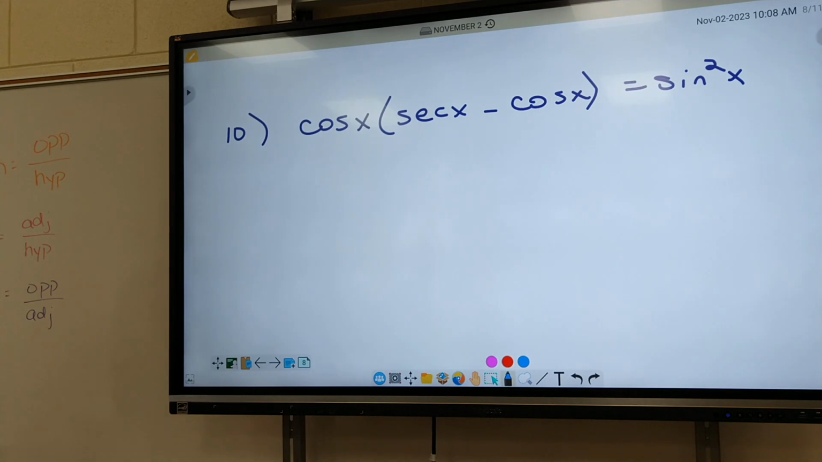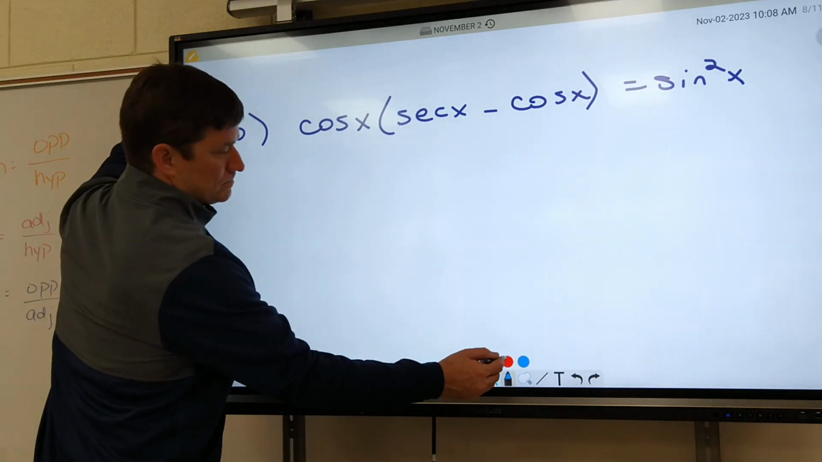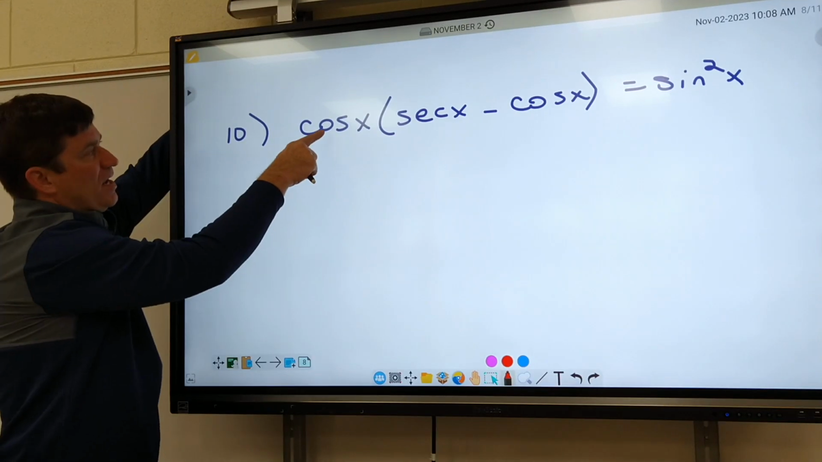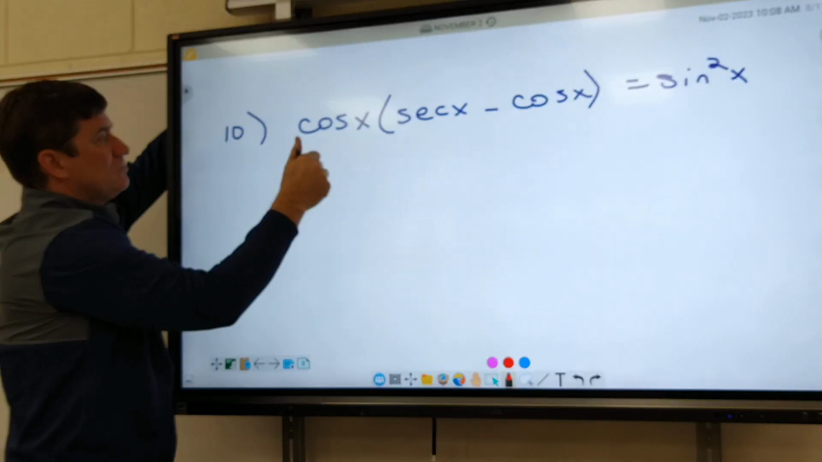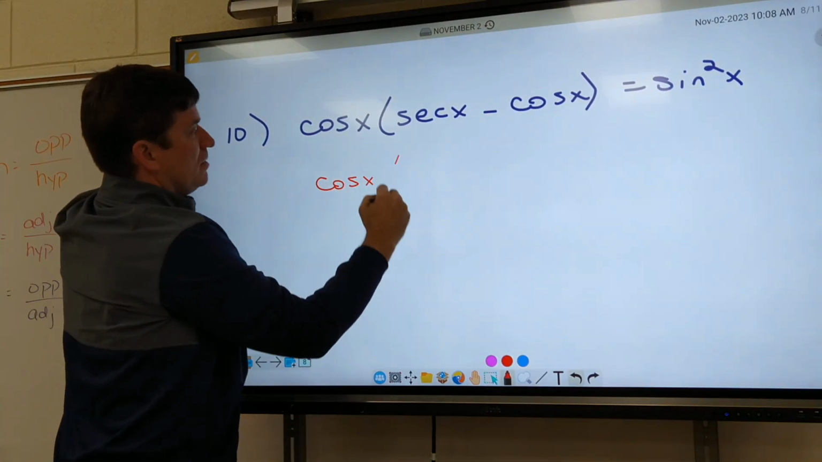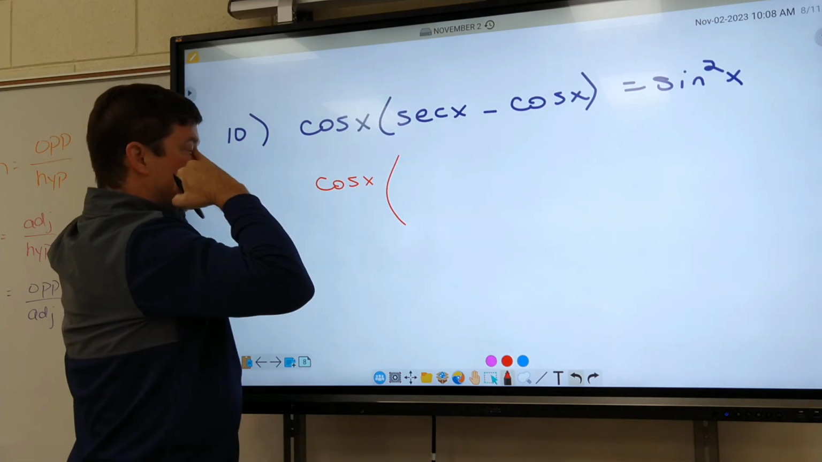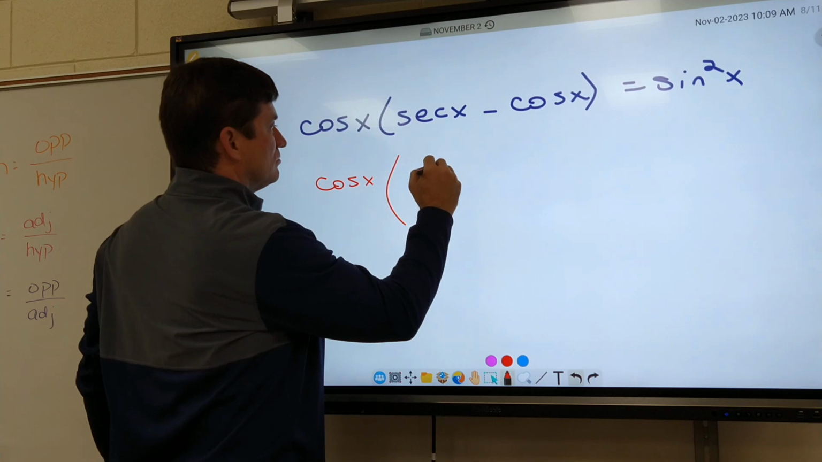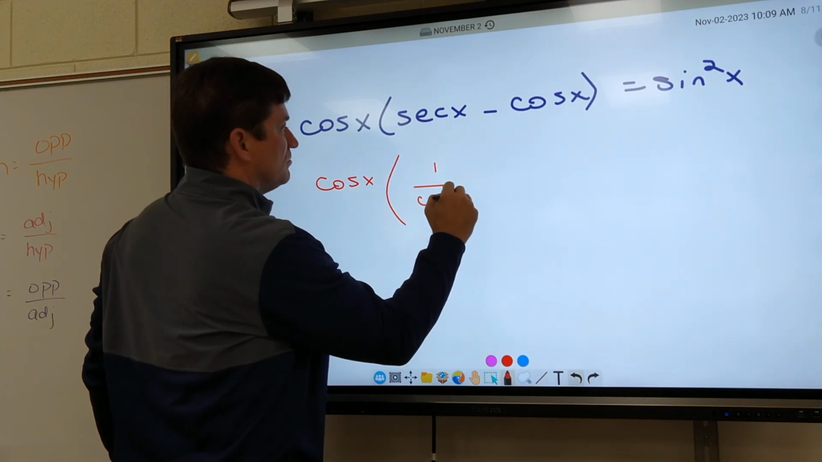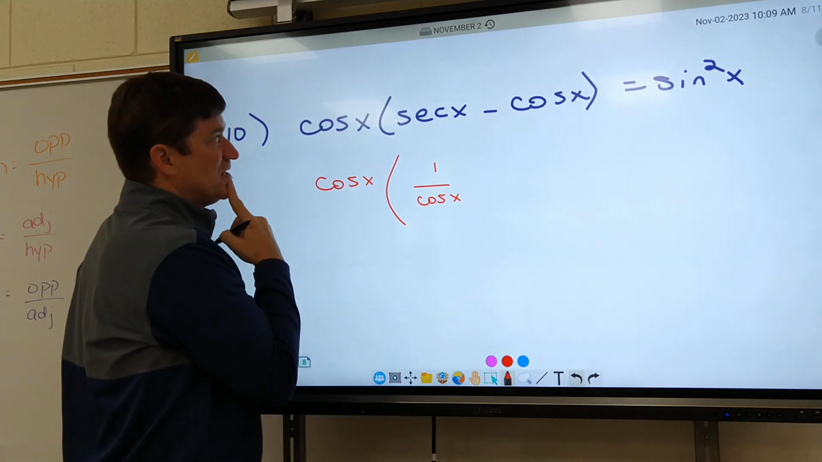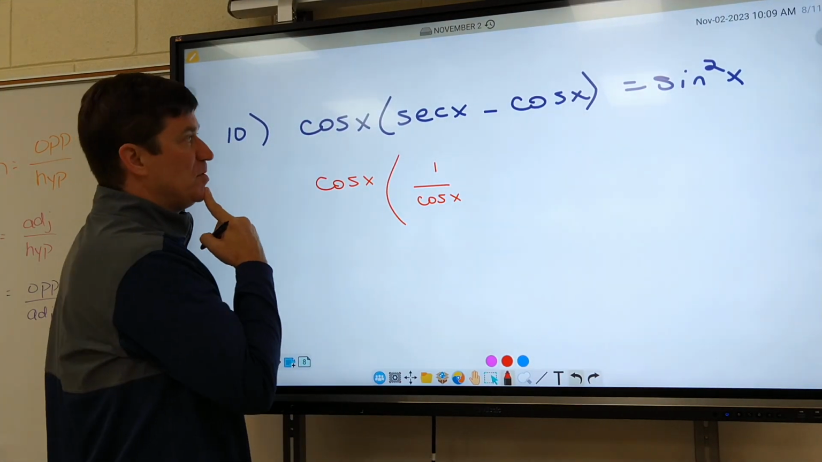All right. 10 doesn't look bad. All right, we ready? Let's go through and change it. Do I need to change the first one or is it good? It's good. Cosine is good. So we leave cosine x. What does secant x change into? 1 over cosine. Sorry. Secant changes into 1 over cosine. It's at the top of your page.